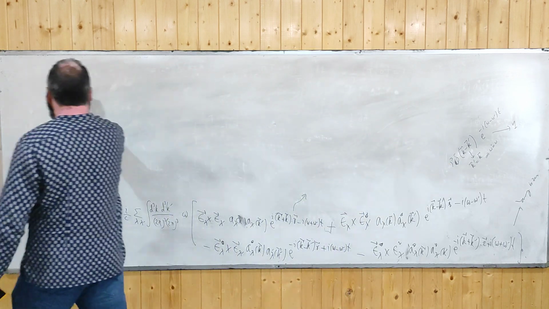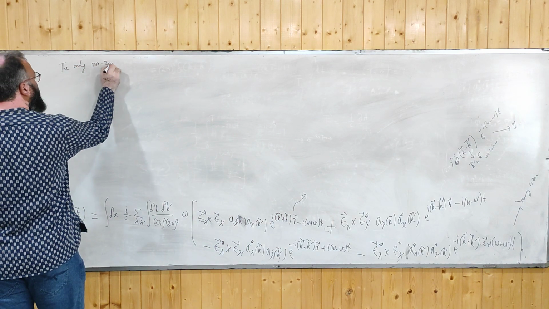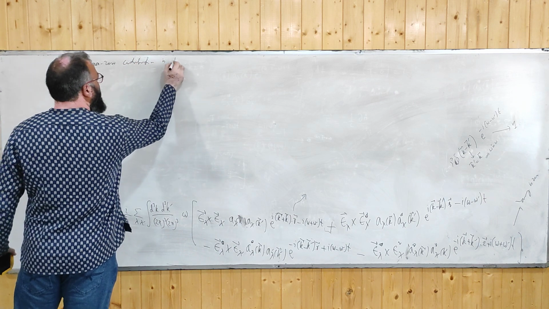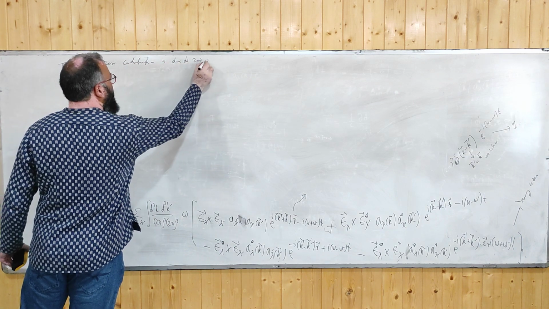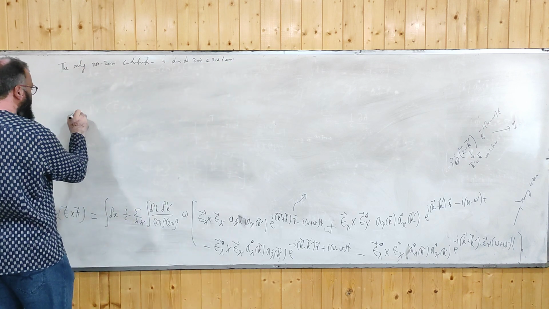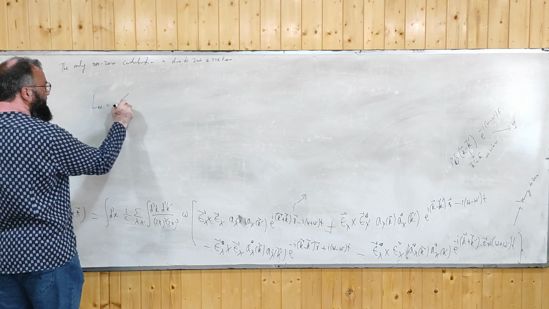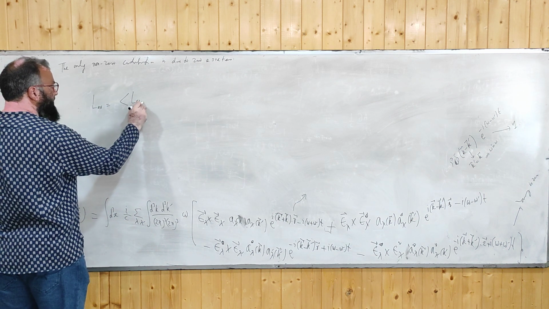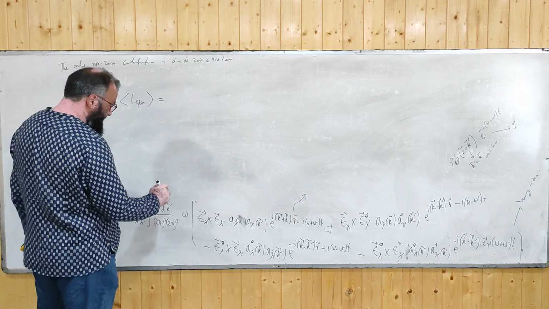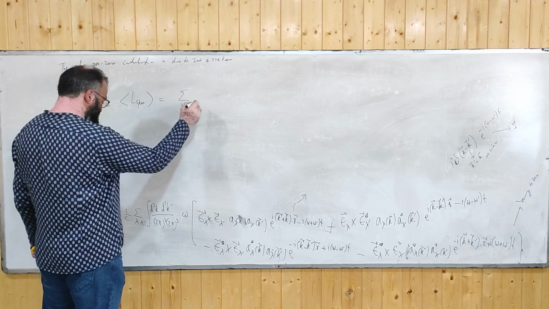So the only non-zero contribution is due to the second and third terms. So what is therefore this L average? That's actually L spin, the average of this spin. So what is that equal to? You will simply have a summation over lambda prime.